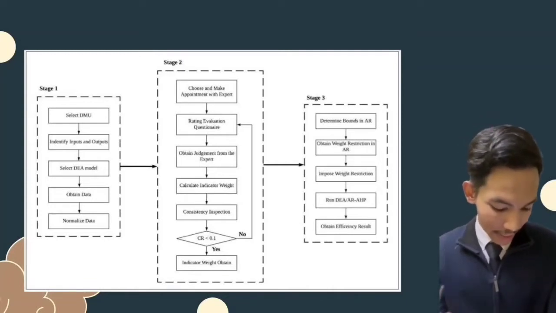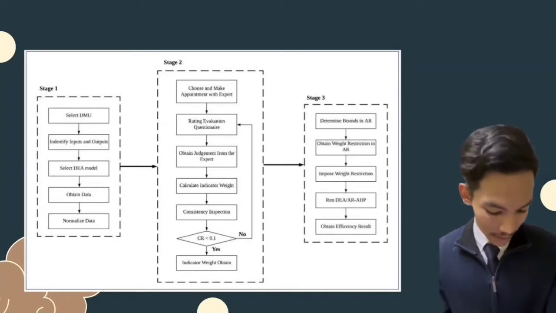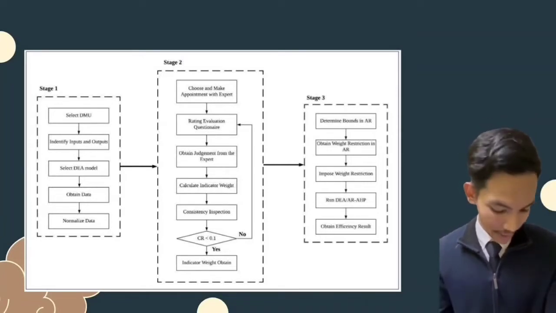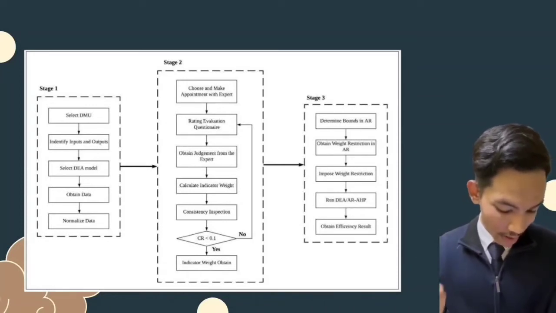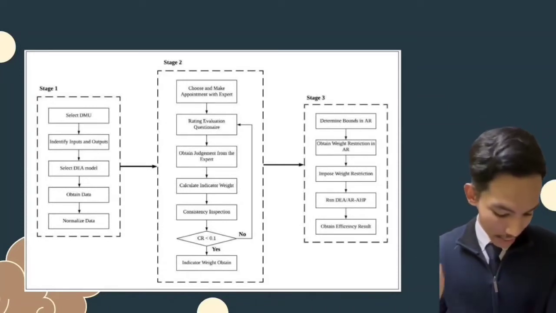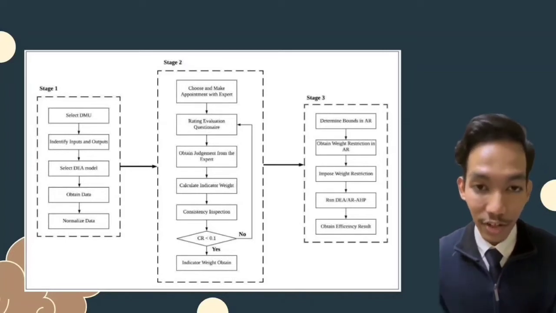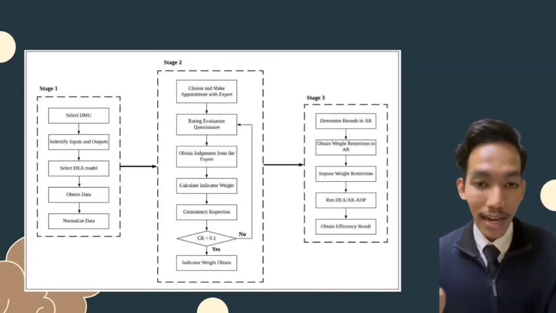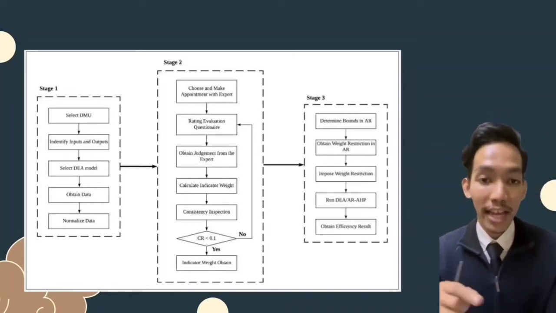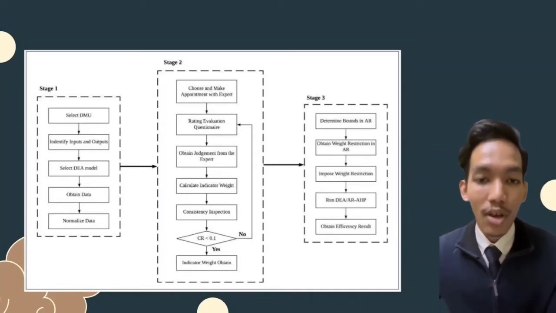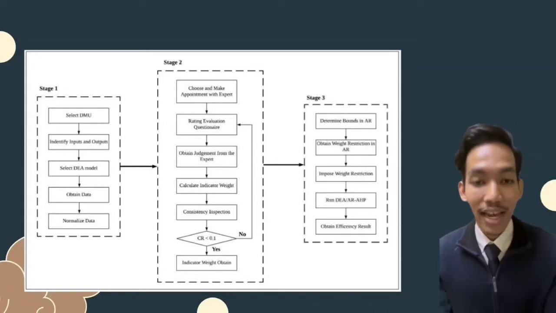Then, rating the evaluation question by the expert, obtain judgment from the expert, calculate the indicator weight, and we're going to do the consistency inspection. And if the consistency ratio is less than 0.1, then the evaluation of the expert is accepted. And if not, we need to go back to the expert, and the expert needs to redo the evaluation until the CR is less than 0.1.